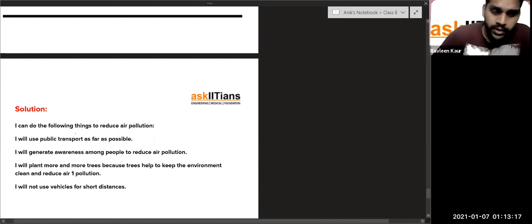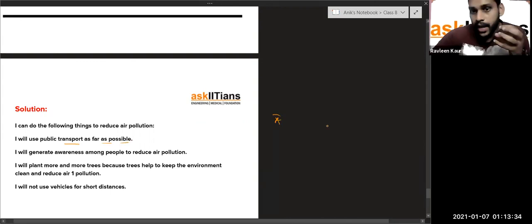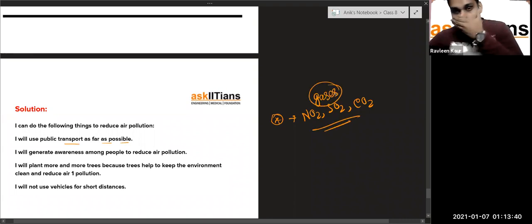I can use public transport as far as possible. Why? Because if you use your own vehicle, what would happen? More number of vehicles would increase the amount of these polluting gases. If you use more and more vehicles, these gases are getting released. As a result, what is happening? Because of these gases, the pollution is increasing, right? They are the reason behind the pollution.